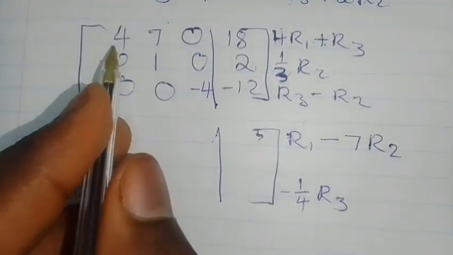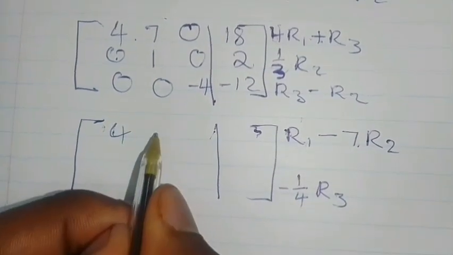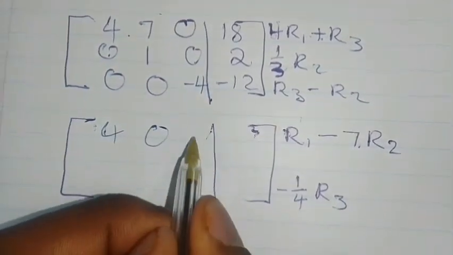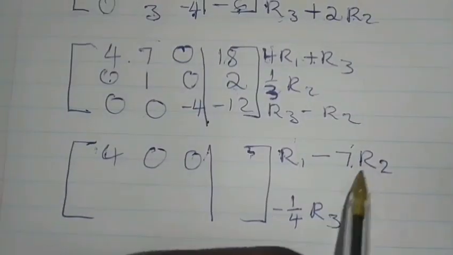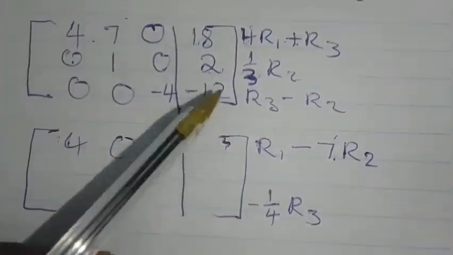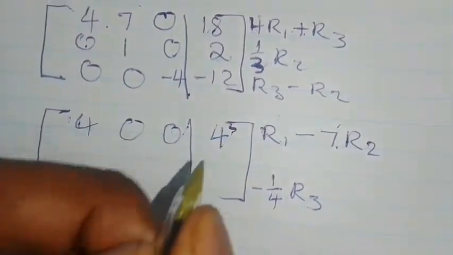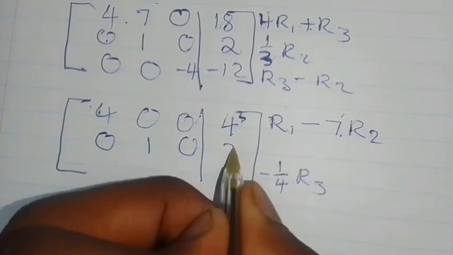So here we have 4 minus 7 times 0, which is 4. And then we have 7 minus 7 times 1, which is going to give us 0. And 0 minus 7 times 0, which is 0. And then 18 minus 2 times 7, it's going to give us 14. Then we have 18 minus 14, that's going to give us 4. And then row 2, we leave it as it is, 1, 0, 0, and then we have 2 here.